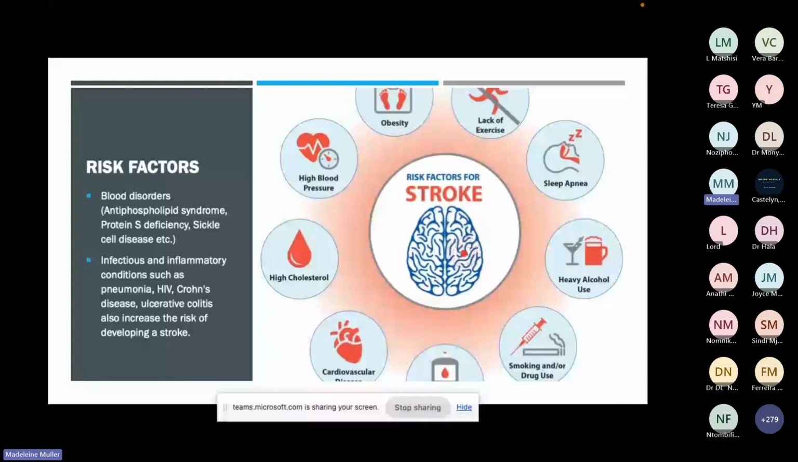And then we've got other risk factors that are maybe less common, like in the case of blood disorders, patients with antiphospholipid syndrome, protein S deficiency, sickle cell disease, and many others. And then also important to note that infectious and inflammatory conditions such as pneumonia, HIV, Crohn's disease, and ulcerative colitis also increase the risk of developing a stroke.